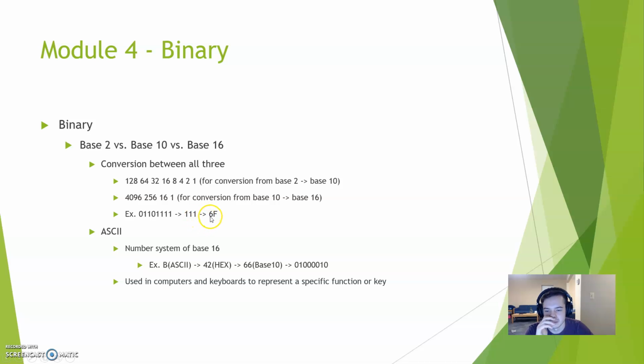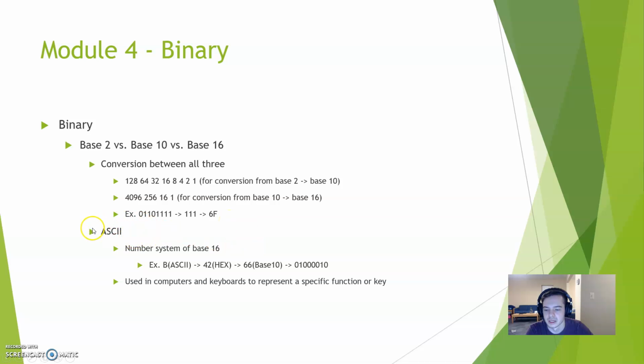And then in base 16, that's when it gets to like hex codes and stuff. Not exactly hex codes, but it's just assigning numbers to letters. So 10 is A, 11 is B, 12 is C, etc. So yeah.